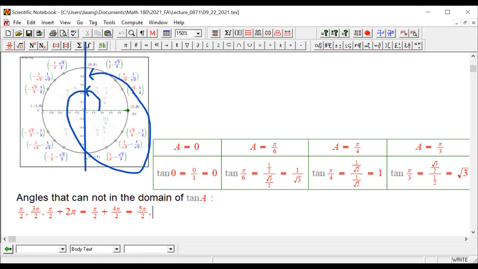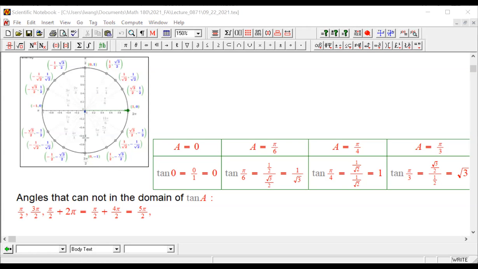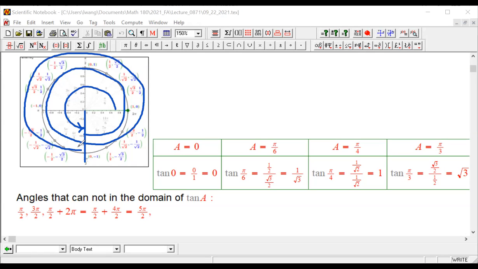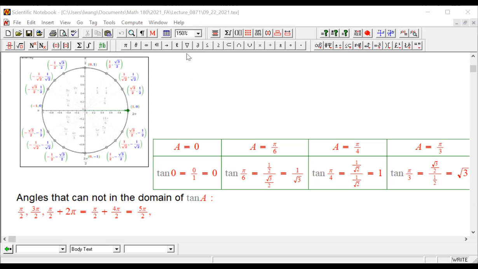So what else cannot be? Suppose my terminal is here. We know that this terminal and all the angles related to it cannot be in the domain, right? And what is this angle? This angle is a measure from the standard position, and this is 3 pi over 2, right? If I go around, what do I get? I think I probably have confused you.